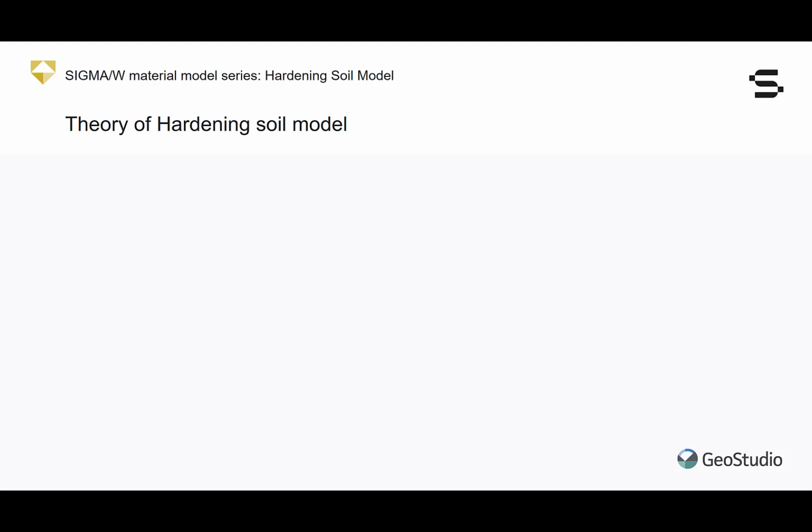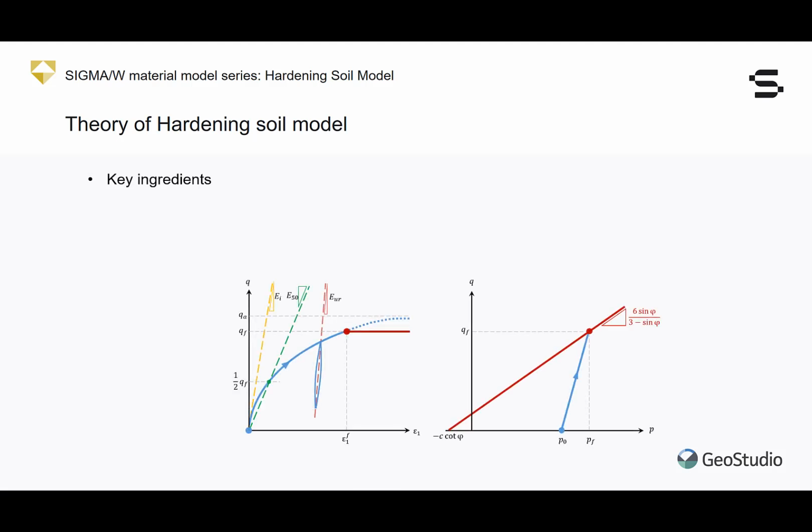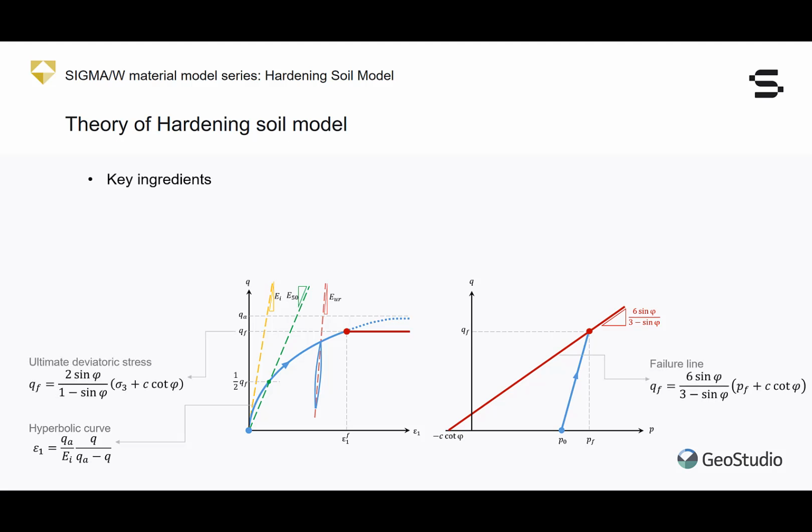To review the key ingredients of the hardening soil model, let's consider a theoretical triaxial response. The axial strain of the sample in this condition is defined by a hyperbolic function. The hyperbolic curve continues until the Mohr-Coulomb failure stress is reached, Q subscript F. The failure occurs before the curve reaches its asymptotic value. The ratio of the failure to asymptotic deviatoric stresses is R subscript F.